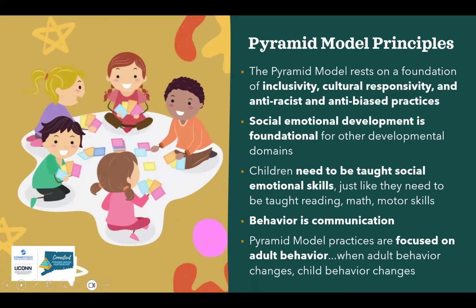Another principle is that social and emotional development is foundational for all other developmental domains. One of the things that we teach, and is sort of one of the mantras of pyramid, is that you have to think about and support and teach social and emotional skills the same way that you would other developmental skills or other academic acquisitions. And when that's in place, many of the other things fall into place because children are calm and naturally learning from their environments. A third principle of the model is that children need to be taught social emotional skills, just like they need to be taught reading, math, and motor skills.